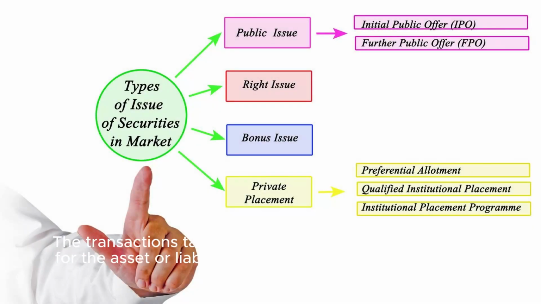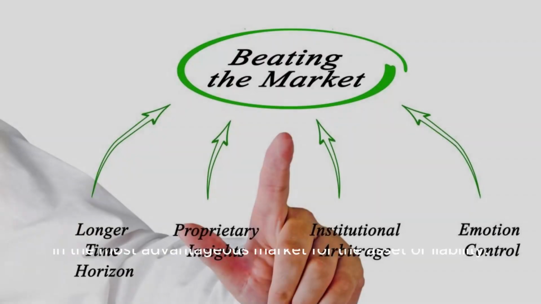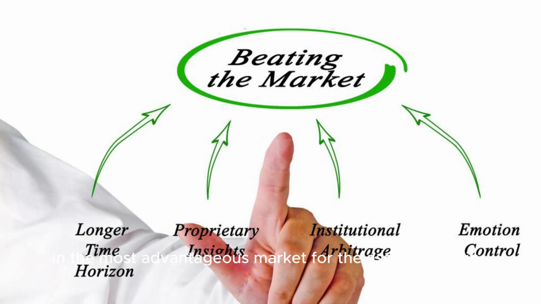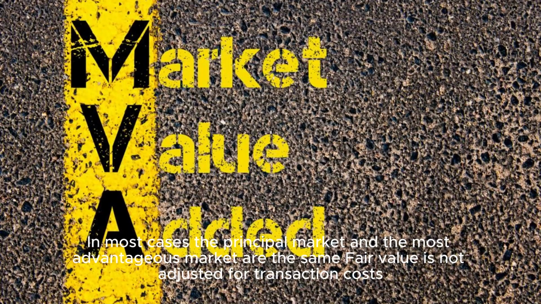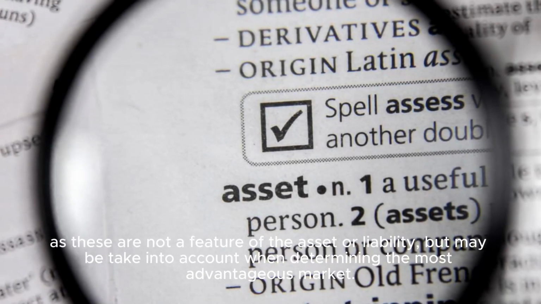The transactions take place either at the principal market for the asset or liability, or in the absence of the principal market, in the most advantageous market for the asset or liability. The principal market is the market which is the most liquid for that asset or liability. In most cases, the principal market and the most advantageous market are the same. Fair value is not adjusted for transaction costs, as these are not a feature of the asset or liability, but may be taken into account when determining the most advantageous market.